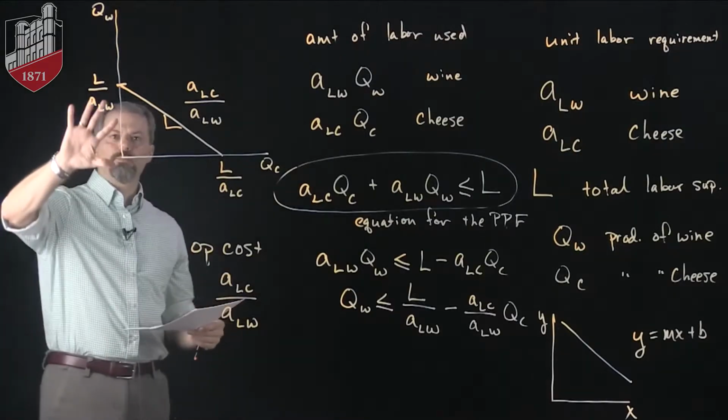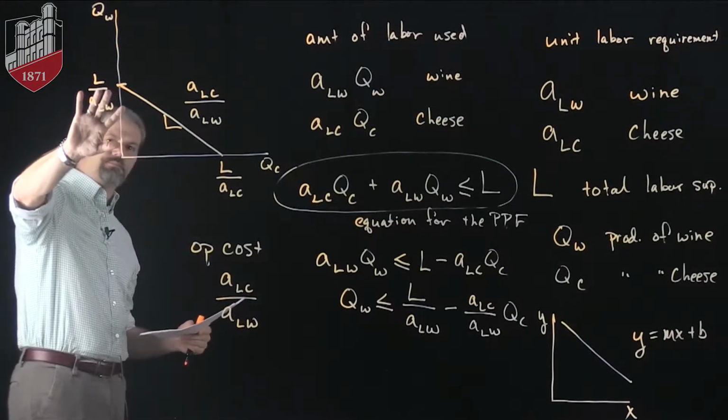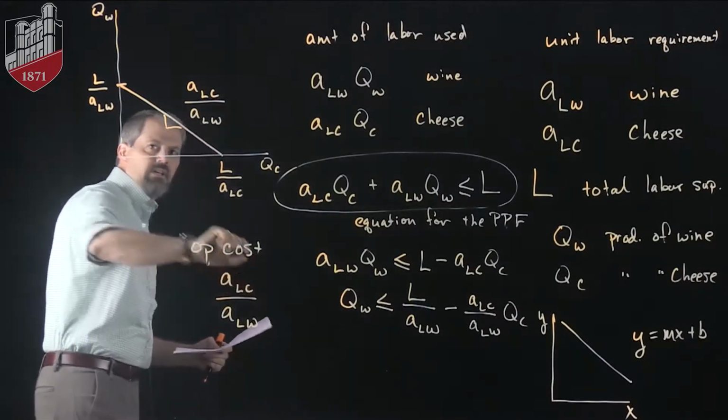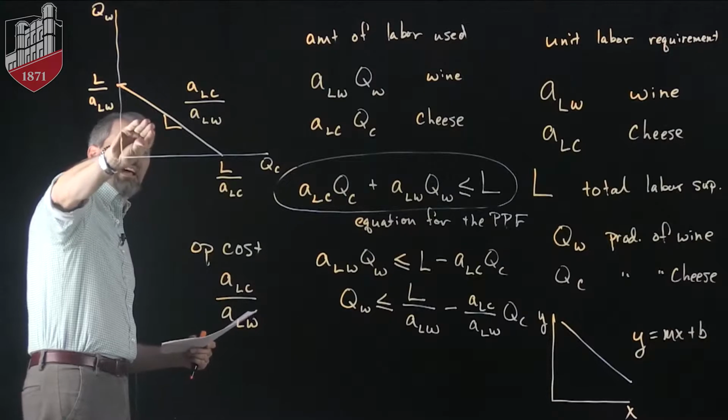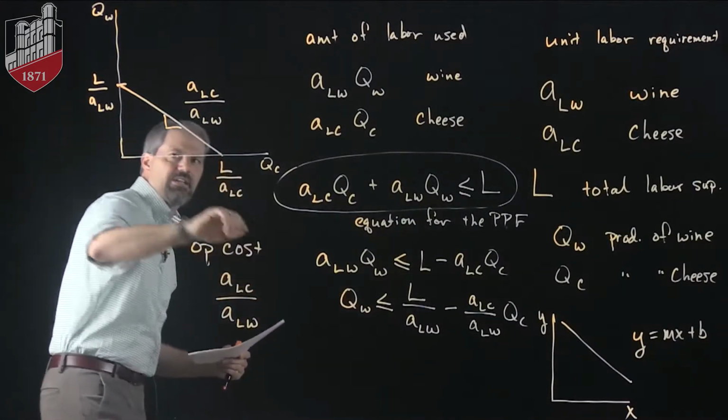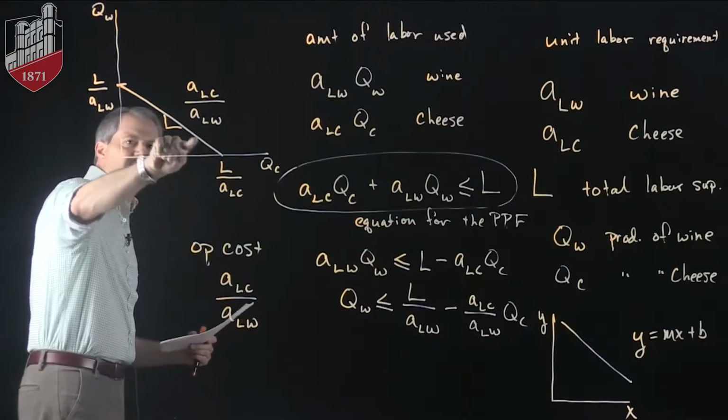So this production possibility frontier tells us that they're capable of producing any good on the PPF or inside the PPF. That's what this inequality tells us. You can produce anything less than or equal to a quantity that lies on that line.